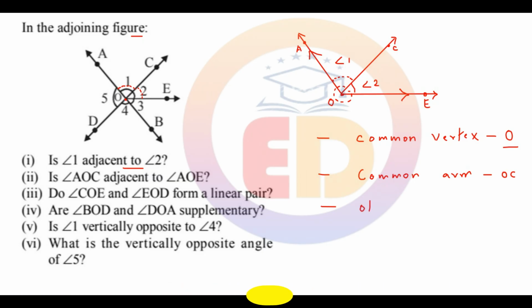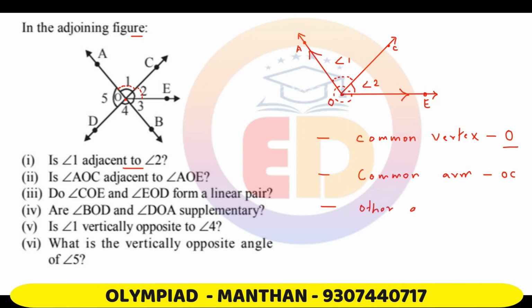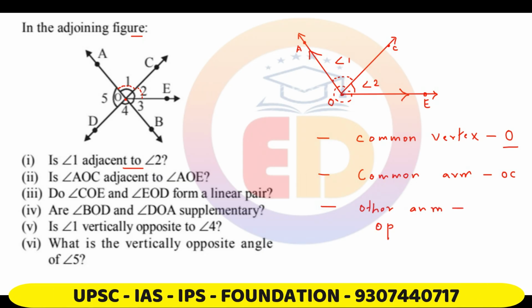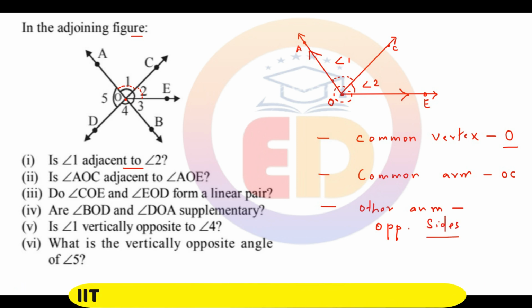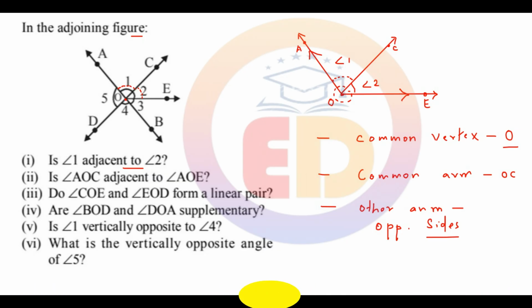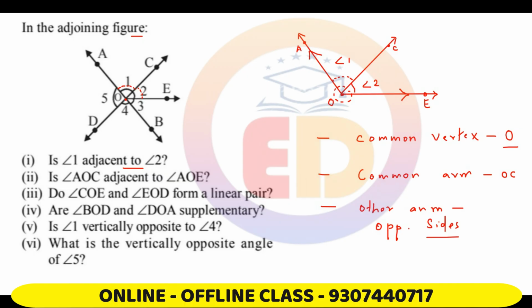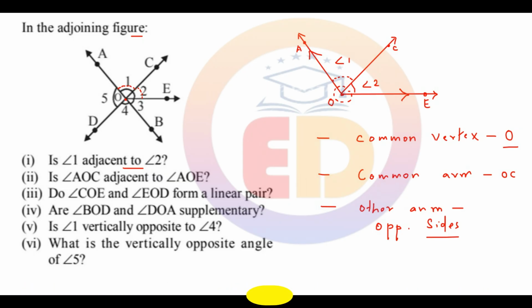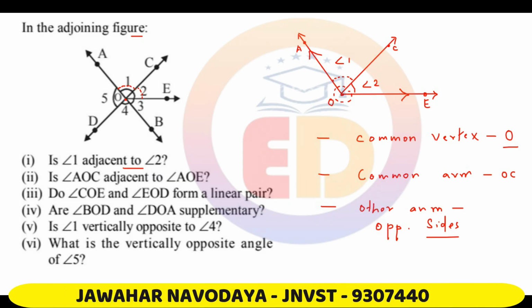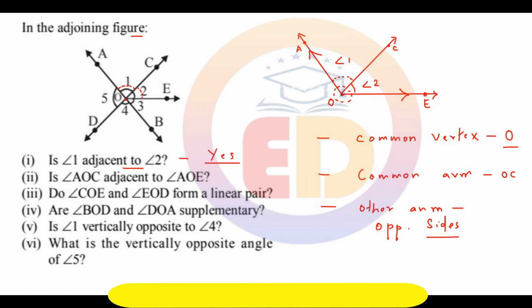So the other arm is on the opposite side. So then angle 1 and angle 2 will be the adjacent angle, and we can see that all these three properties are being followed by angle 1 and angle 2. They have a common vertex, means they have a common starting point, they have a common arm OC, and the opposite arms OA and OE are on the opposite sides. So answer to option number 1 is yes, they are adjacent.